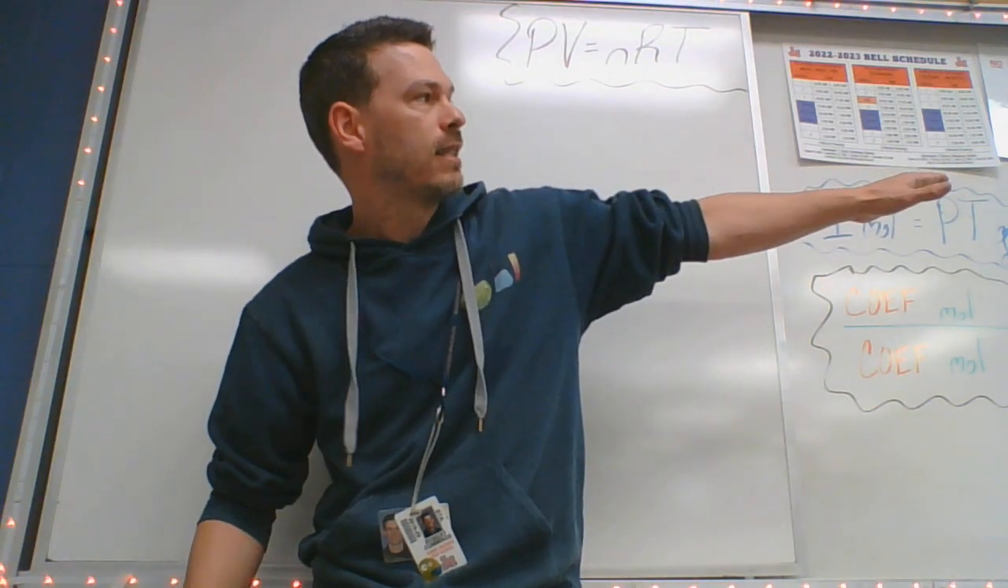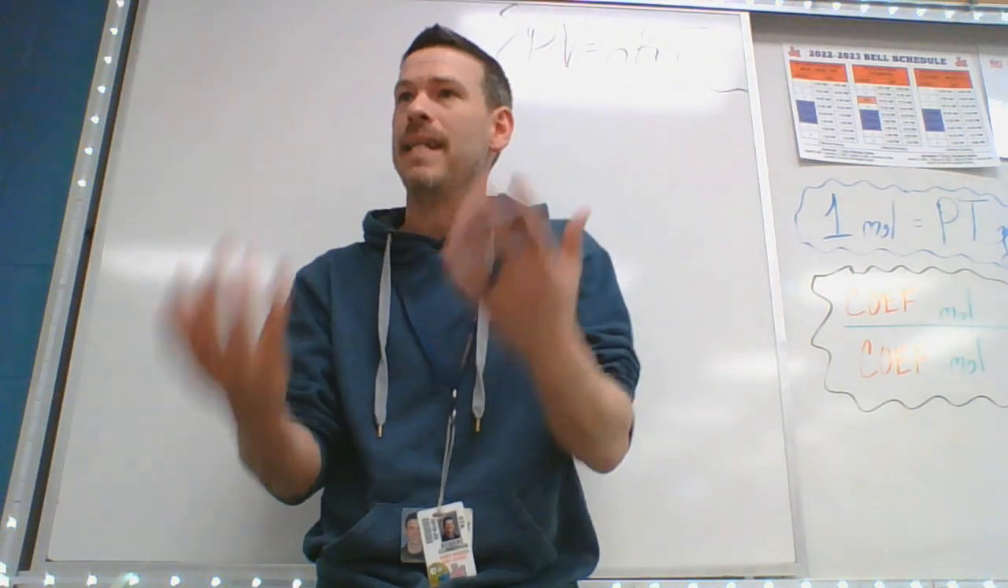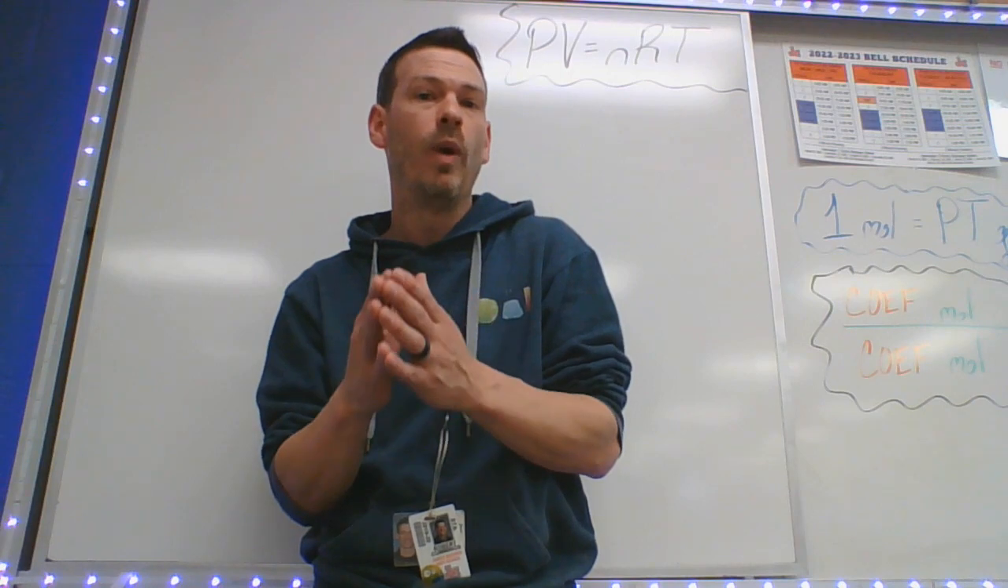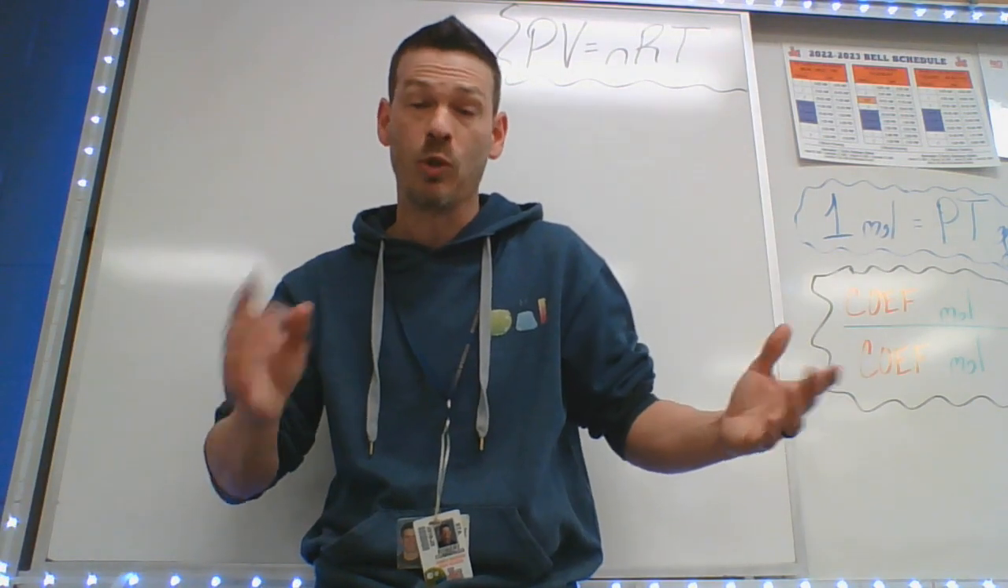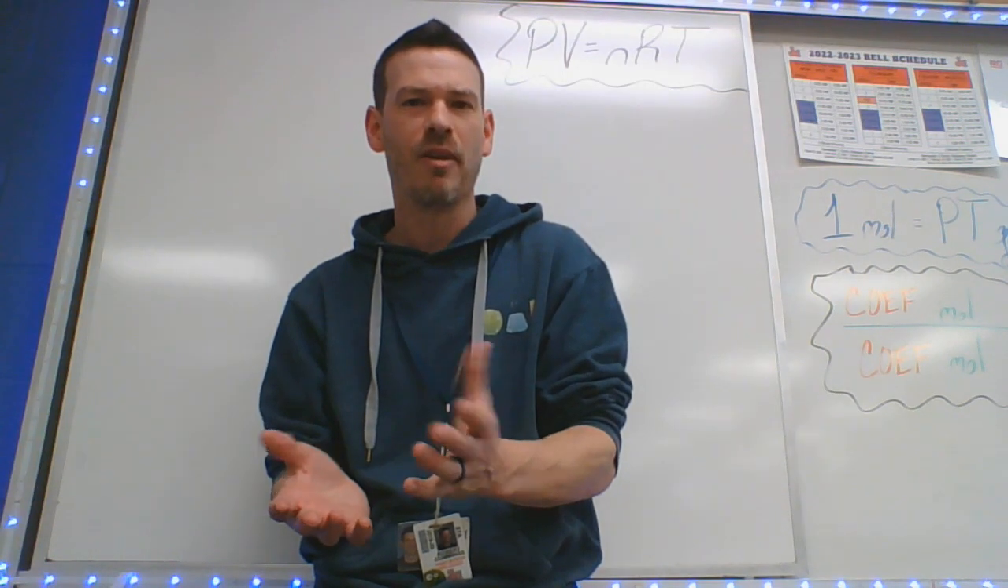But if you look at this problem, it looks like we're short numbers. It only gives us one number, but not really, because it says that we are existing at STP, which means that there's more automatic numbers. 1 atmosphere is 0 degrees Celsius. So be on the lookout for that.